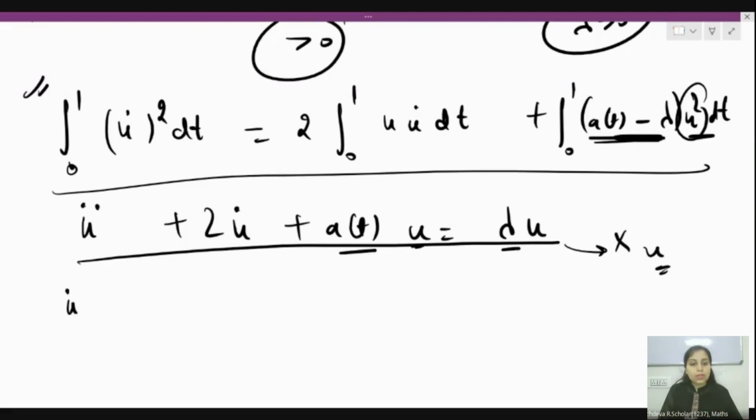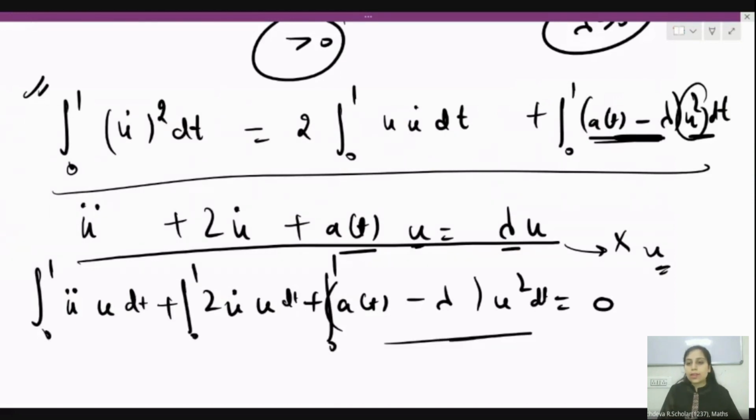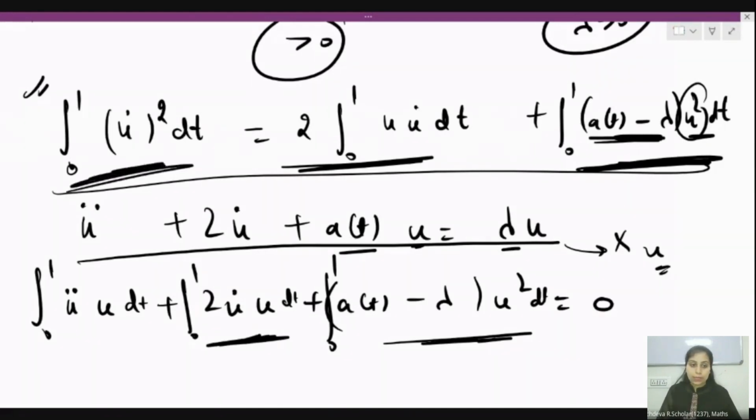So multiplying the whole equation by u: u double dot into u, plus u dot u, plus at u square minus lambda u square is equal to 0. Now integrating throughout from 0 to 1 dt. So this is the same one which we want. This is also the same one which we want. Now only this remains. We want to make this as this with negative sign even.